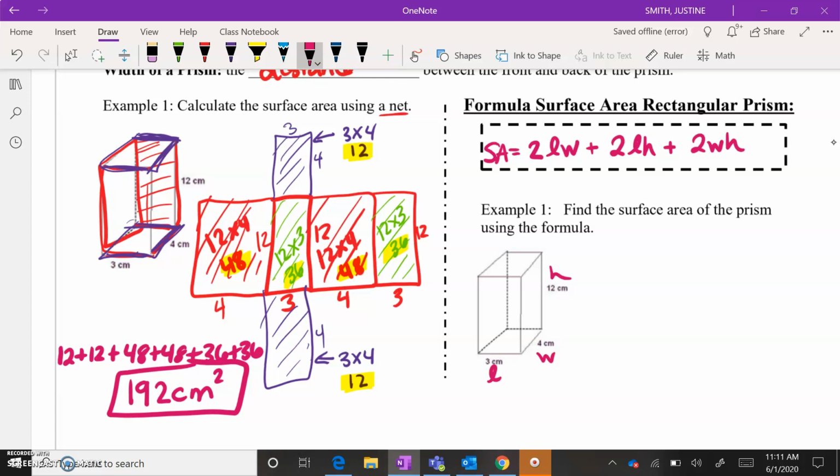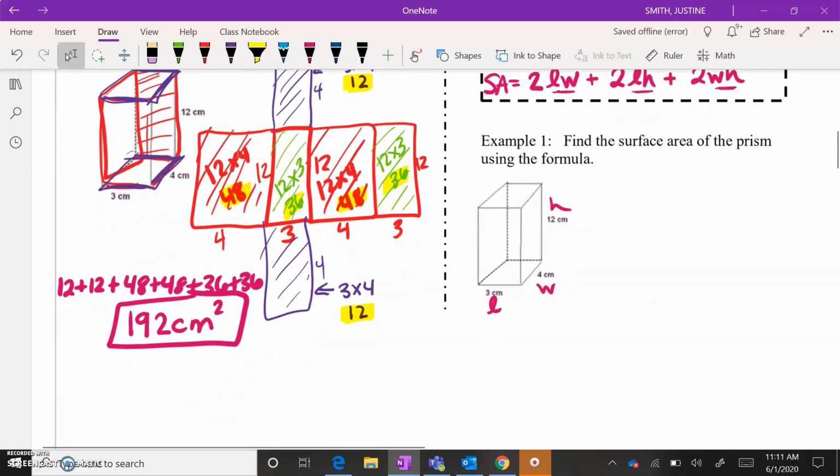So we're just going to be making sure that we're multiplying the length times the width, length times the height, width times the height. So we're doing every combination of the different side lengths multiplied by each other, and then we're just doubling them. And that will give us the same thing as the net.